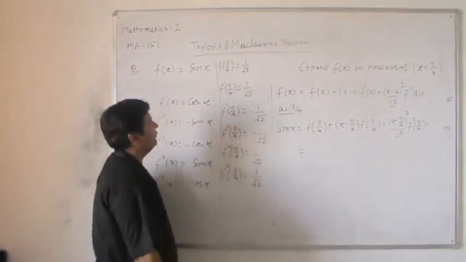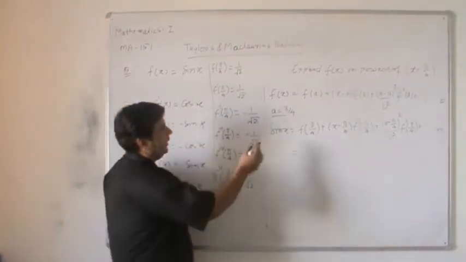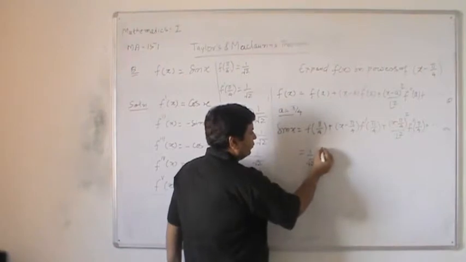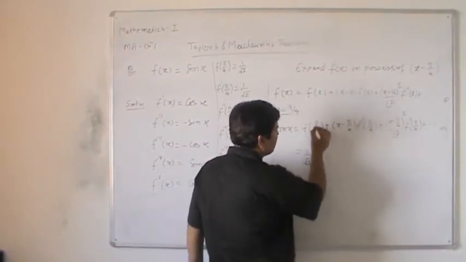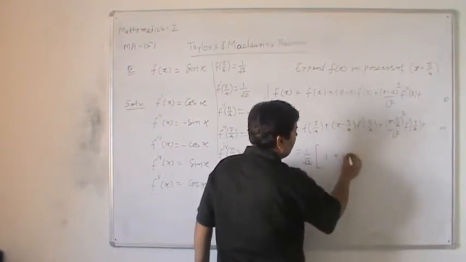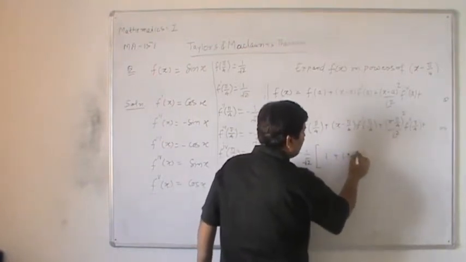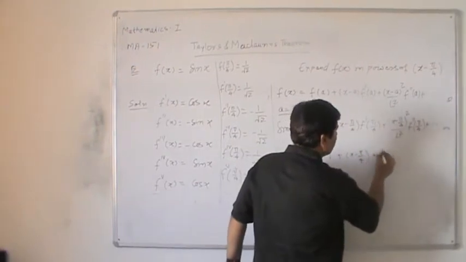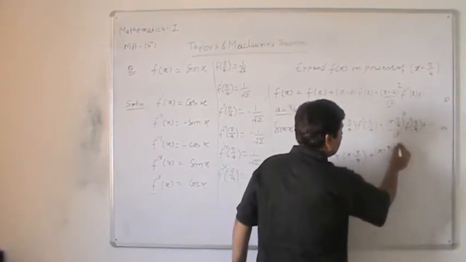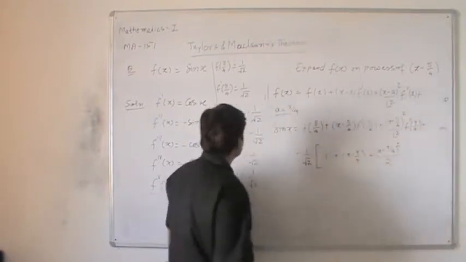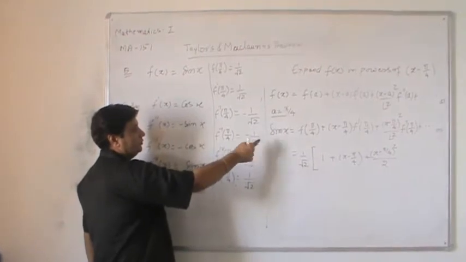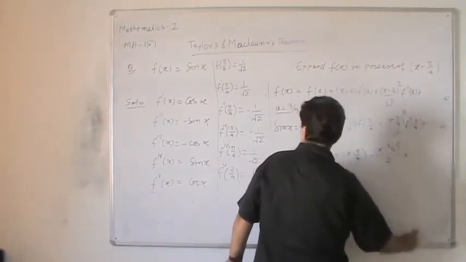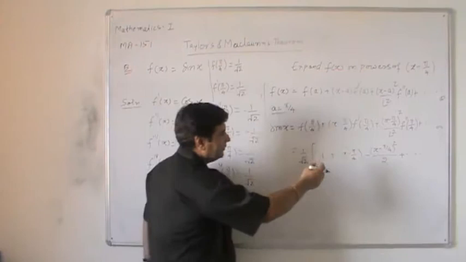Now if we substitute values of f pi by 4, f dash pi by 4, f double dash pi by 4, and f triple dash pi by 4, then we will observe that we will be able to take 1 by root 2 common, and the remaining terms will be like this. Here we will have 1, and here we will also have 1. So 1 plus x minus pi by 4 to the power 1, plus x minus pi by 4 square upon factorial 2. F double dash pi by 4 was minus 1 by root 2, and 1 by root 2 has been taken common. So here we will have minus, and so on. So you can write other terms also.